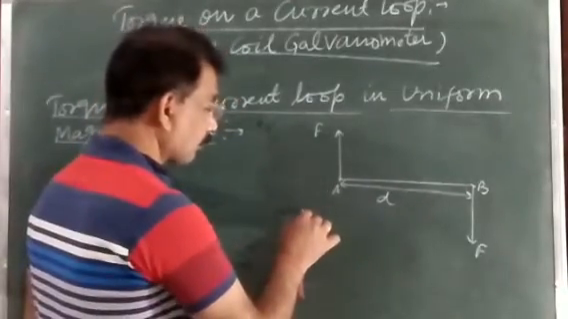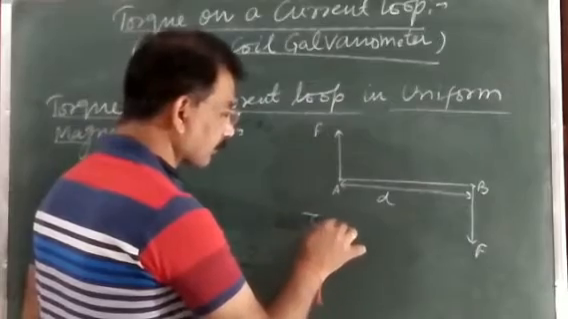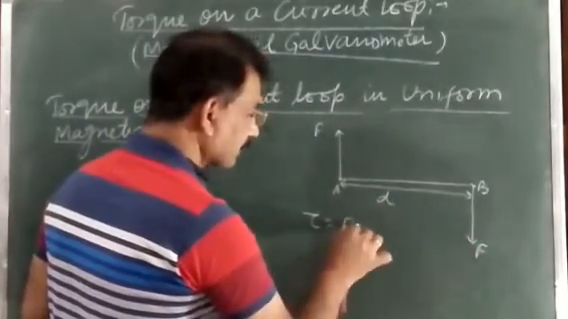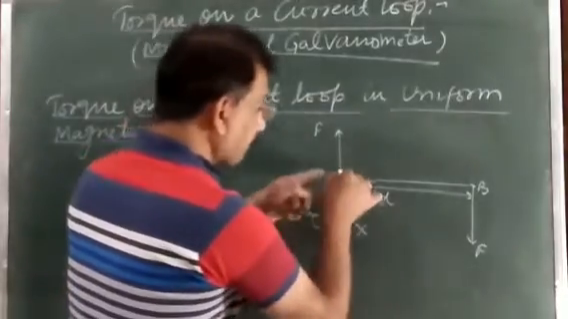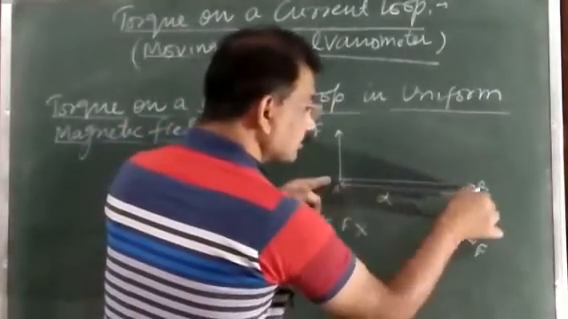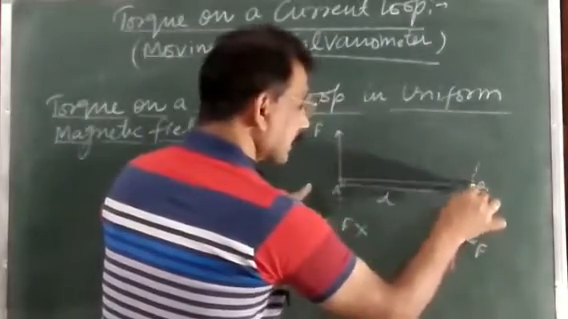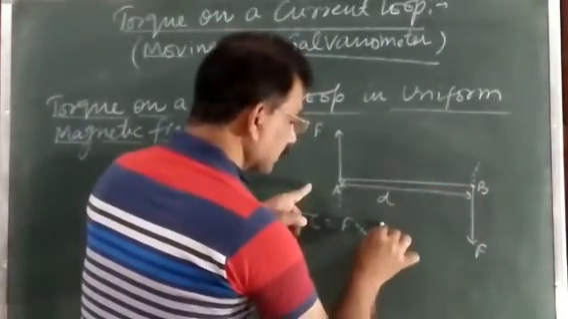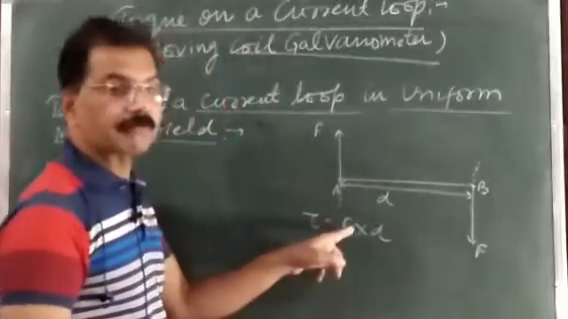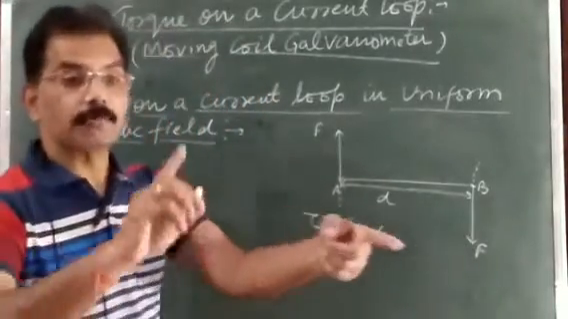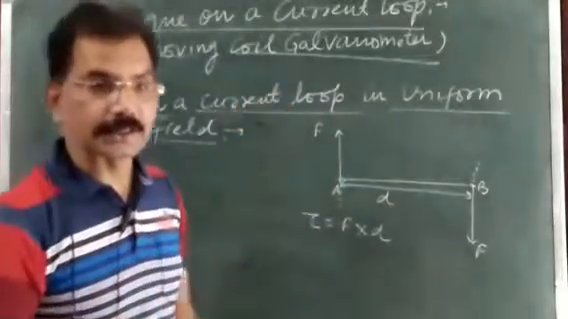So you will remember, moment of force or torque is equal to the magnitude of these forces F into the perpendicular distance between these two forces. So the perpendicular distance between these two forces is equal to D. So we used to write tau is equal to F into D. So what is the tendency of torque? To rotate the body.